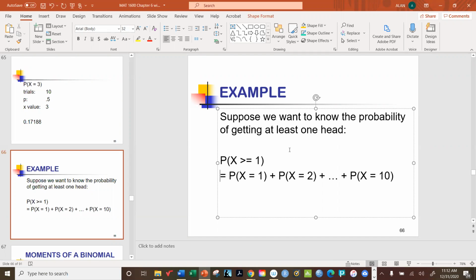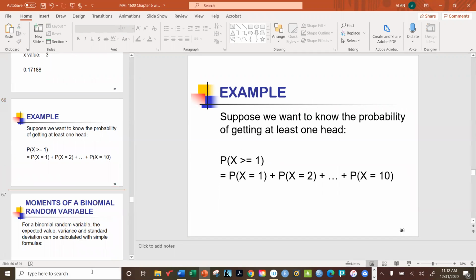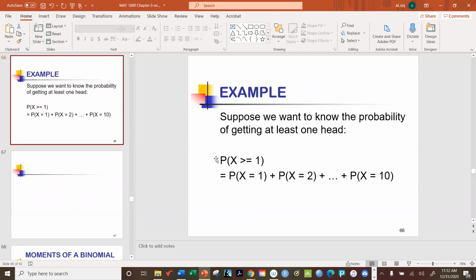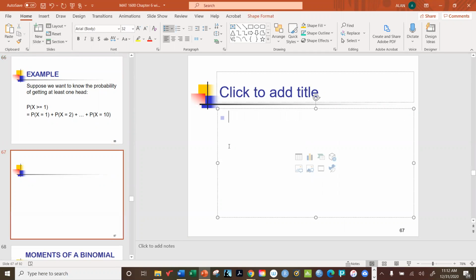So you might say to yourself, oh my God, binom PDF is a lot of work. Binom CDF doesn't help because that's for less than or equal to probabilities. So what can we do? Well, here's what we can do. We're going to use the following shortcut.